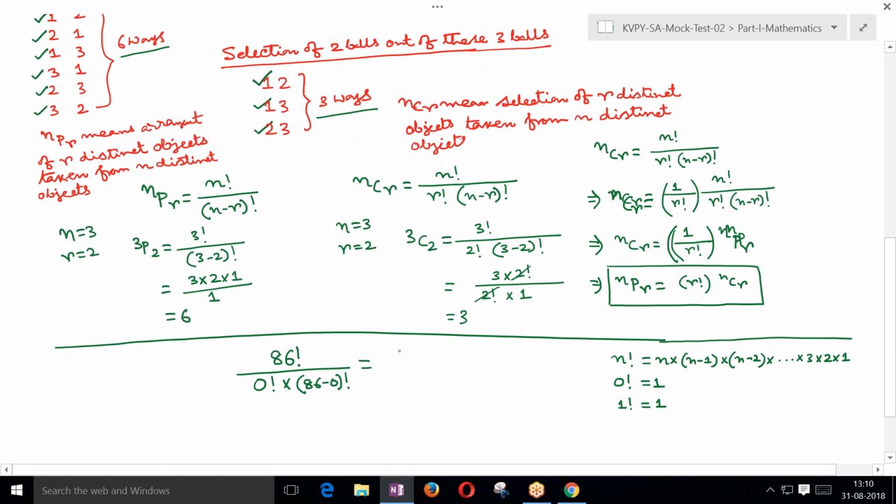So then what happens is, 0 factorial is 1 and 86 minus 0 is 86. So this is 86 factorial. So that is why it is becoming 1. Okay.